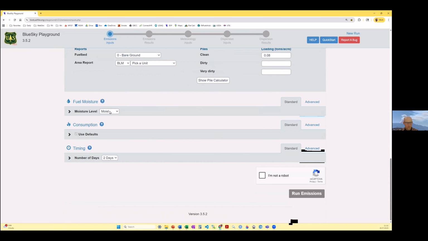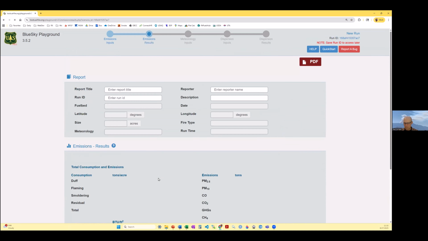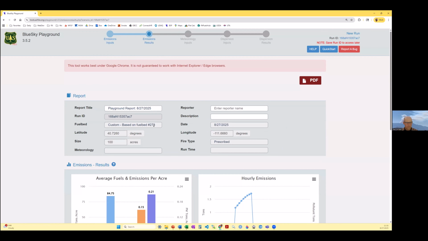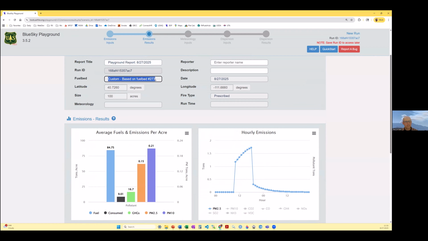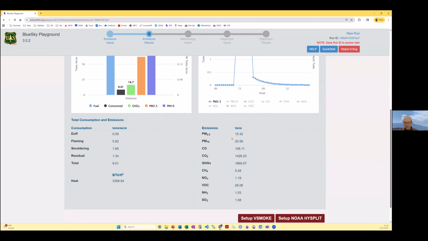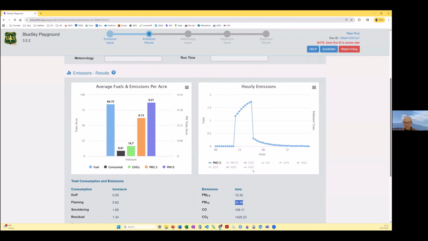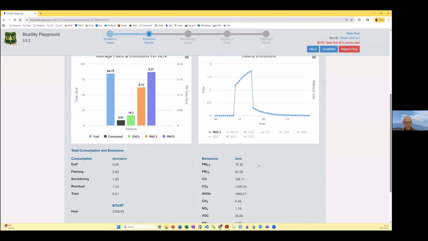Okay. Cool. I can do a few other things, and we don't need to go. This isn't a BlueSky course, so I'm not going to go into absolutely everything that you can do. But moisture level dry, that's probably a safer bet than moisture level wet in terms of Utah, even today when we had a little bit of rain. So then I'll hit run, and it'll spit out my answer for 100 acres. My fuel bed is a custom one based on fuel bed 273. It says that because I changed one of the numbers there. Remember, I changed the fuel loading in the duff. And at 100 acres, I'm going to put out 20 tons of PM10, 15 tons of PM2.5. And there I have my answer.